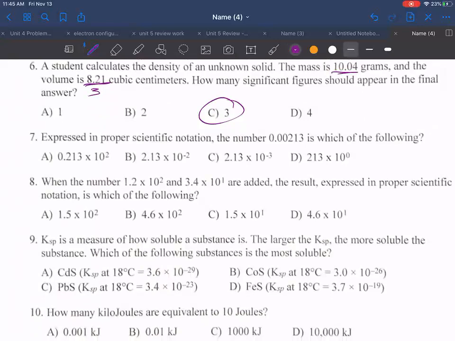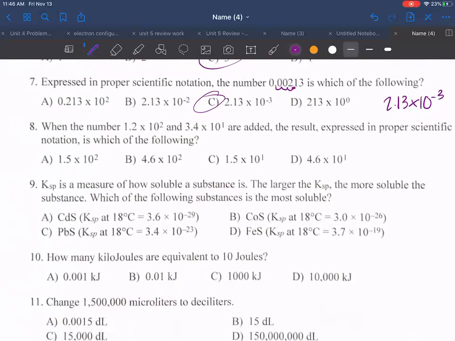Expressed in proper scientific notation, 0.00213 is which of the following? Well, if we move the decimal 1, 2, 3 places, we now get a coefficient between 1 and 10 of 2.13, and it's times 10 to the negative 3rd, which is C.